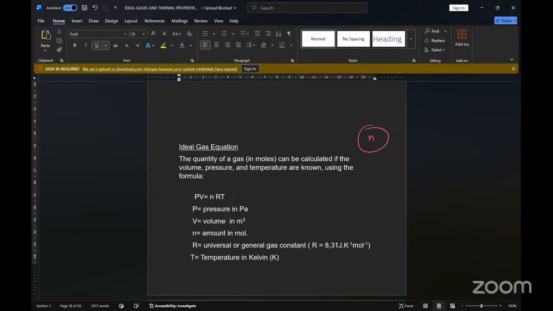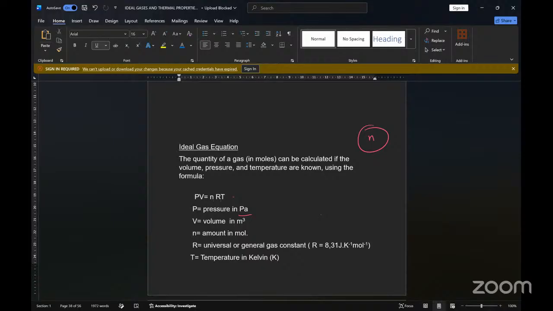Now, when you are dealing with calculations of this nature, you have to be very careful. Your P is your pressure, and all pressures must be changed to Pascal. If it is a kilopascal, kilo means 1,000, so you have to multiply by 1,000. You don't leave it as kilopascal. They must be converted to Pascal. Your volume, if it is in decimeter cubed, you have to change it to meter cubed by dividing it by 1,000. This one is number of moles, and this is a constant.